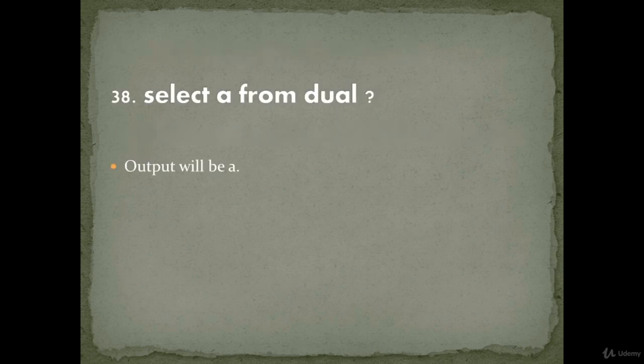Interview question number 38. Select A from dual. This is a query, okay? This is not a statement. This is a SQL query. Just run this query in your PL SQL tool or SQL Developer or PL SQL Developer. You will find the output as A. We know what the dual table is. Dual is a table provided by Oracle which has one row and one column. So select A from dual means the output will be A.